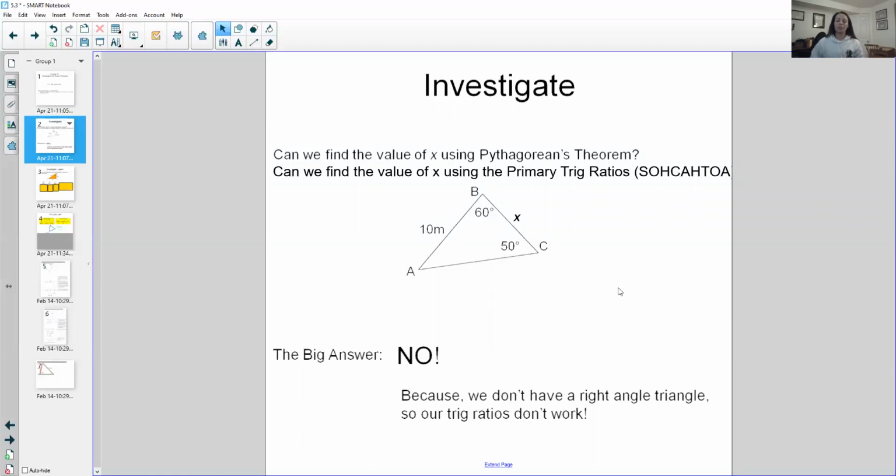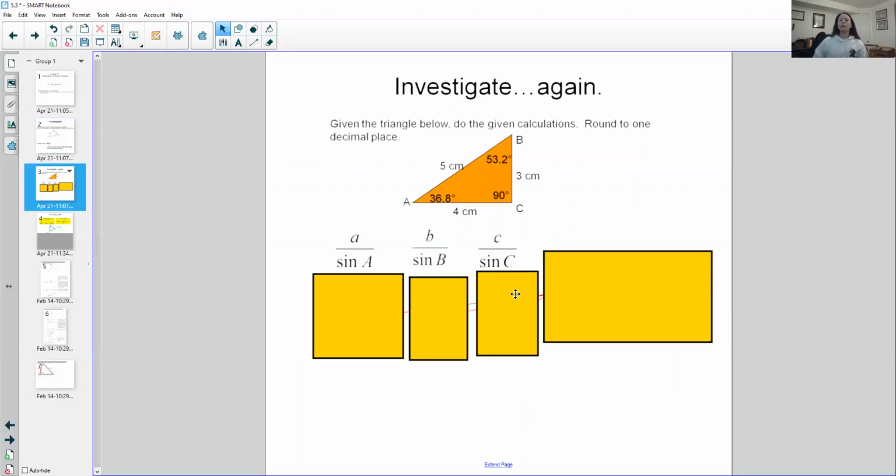Our primary trig ratios and Pythagorean's theorem, our previous formulas, don't work for triangles that look like this. So we need a new way to handle these. There's something called the sine law. Now, before we actually get to the sine law, there is one other thing that I want you to realize.